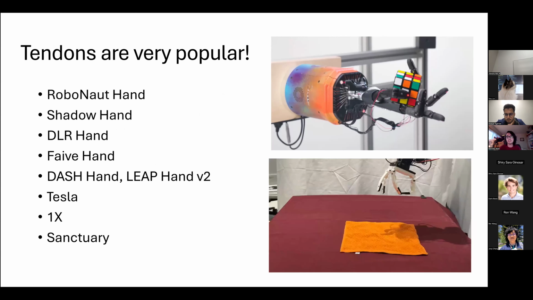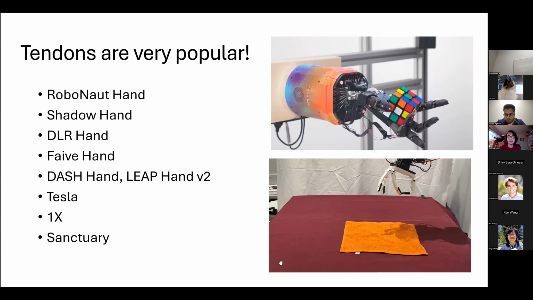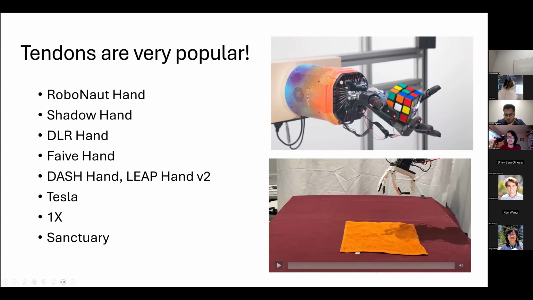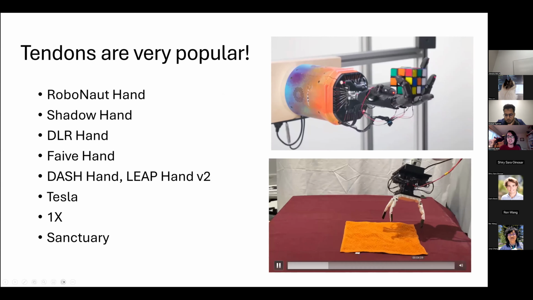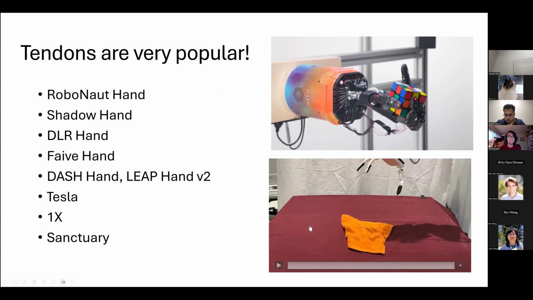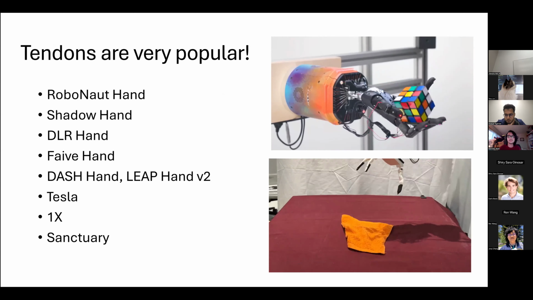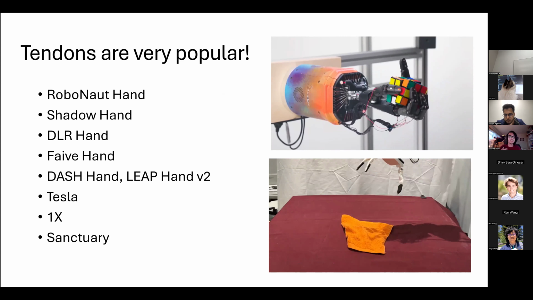And tendons have become very, very popular, even with the rolling contact joints or through flexure joints. There are many, many hands that do this now. The shadow hand is famous from OpenAI result from many years ago. And we've also been doing some work in the tendons area. We'll talk a little bit later about our own dash hand, the Loop Hand V2. Because tendons are an easy way to get the motors away from the hand, make the hand nice and small, and yet still pretty strong.